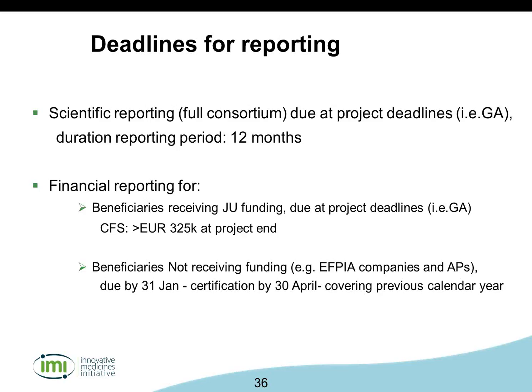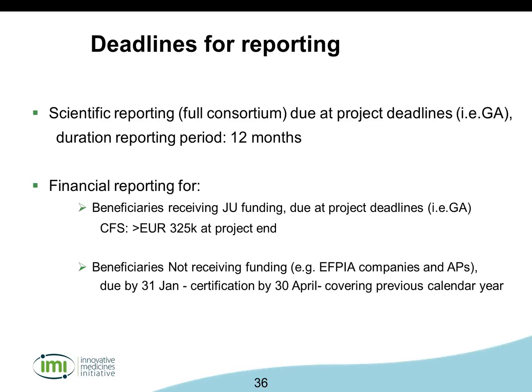What does it mean? It means that each project will report once a year according to the project deadline. Scientifically, the scientific report is the full report for all participants, FPA and beneficiary receiving funding, but only about science. And then for financial reporting, the financial report for the beneficiary receiving funding will come together with the scientific report, while the financial report for the beneficiary not receiving funding, which are FPA or associated partner, will come by January 31st every year about the previous year.